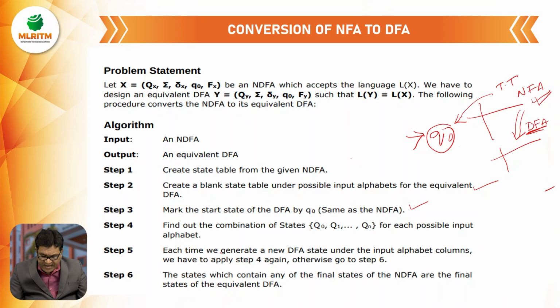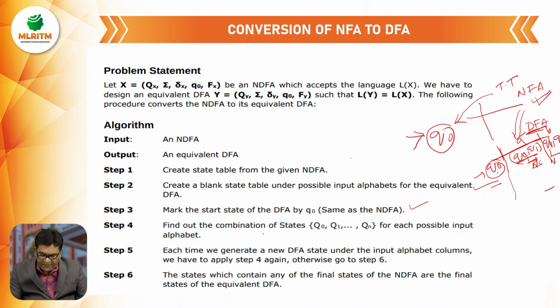Step 5. Each time we generate a new DFA state. The initial state is Q0 in the DFA. It generates the new state Q0, Q1 on input A, and on B it is Q1, Q0. We have to find out what the new state is. Here Q0 is the old state, Q0, Q1 is a new state, and Q1, Q0 is one more new state. Each time we generate a new DFA state under the input alphabet columns, we have to apply step 4 again. If we find a new state in the DFA, we have to take it as a state.